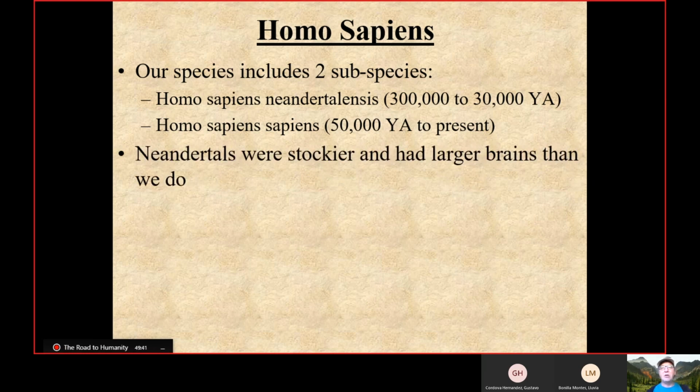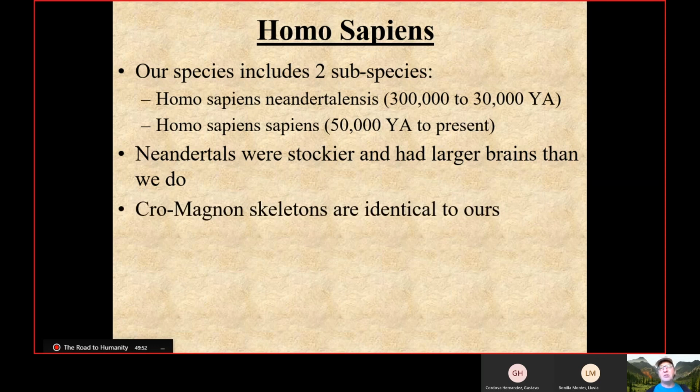Neanderthals were stockier, so they were not as tall, but they tended to be bigger boned. They actually had larger brains than us, but the brains were arranged differently. On the other hand, Cro-Magnon skeletons, you might have heard of Cro-Magnon man, a fossil discovered in France. Neanderthals were discovered in Germany in the Neander Valley. The Neander River flows through this valley. In German, a valley is a Tal. So Neanderthals in Germany, Cro-Magnons found in France, and these skeletons were identical to ours.